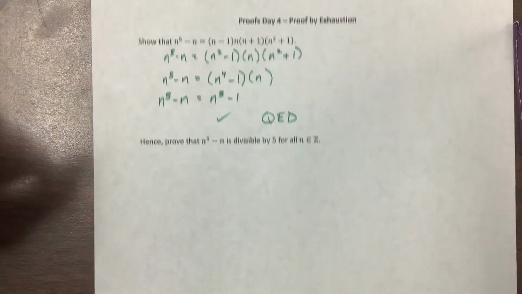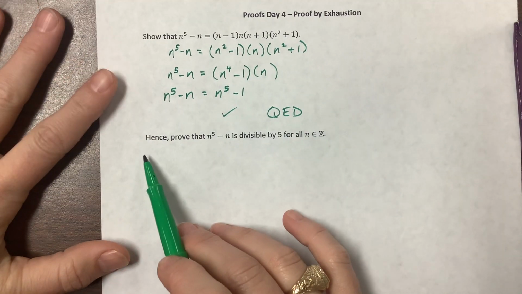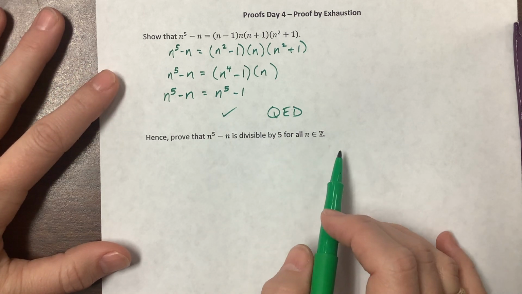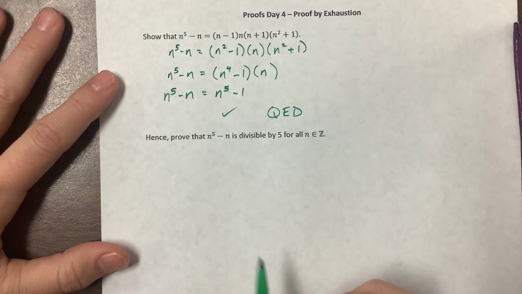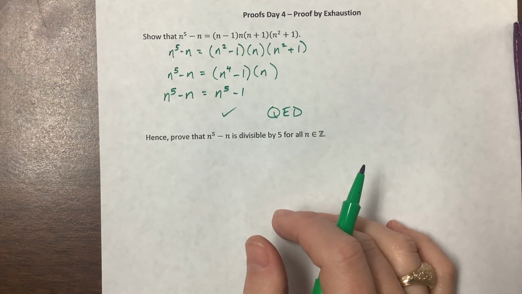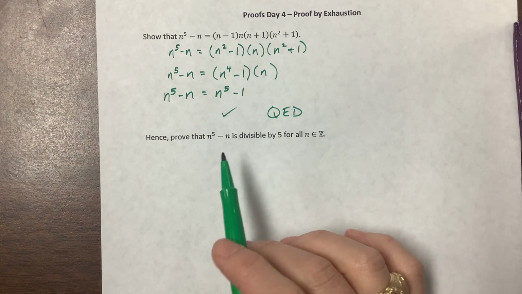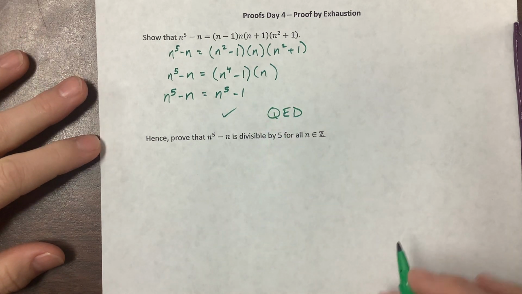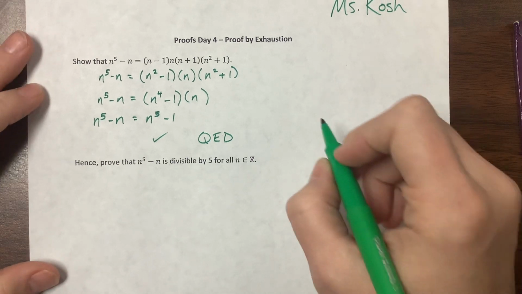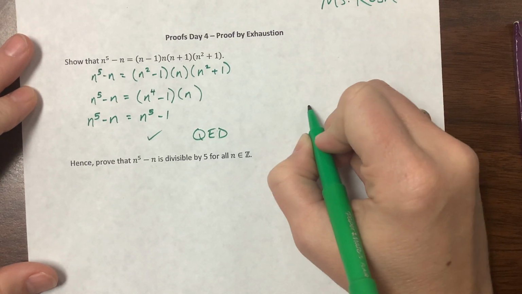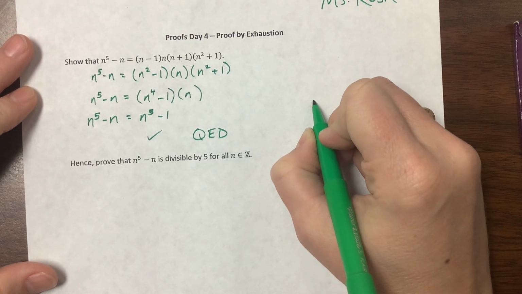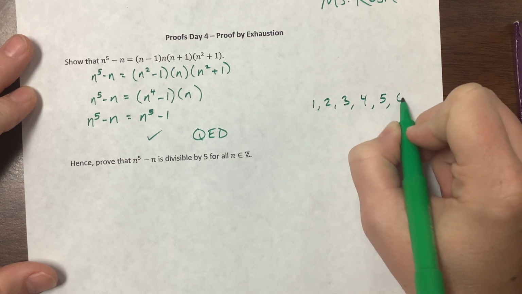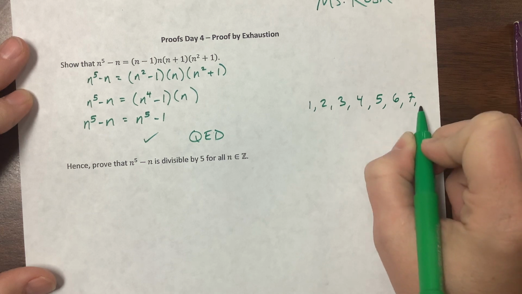Okay, so then the next part, that was fun and interesting, but the next part says, hence prove that n to the fifth minus n is divisible by 5 for all n element of the integers. Okay, so with this one, this is a proof by exhaustion. And so we have to exhaust every possibility. So if I think about it, I have 1, 2, 3, 4, 5, 6, 7. Okay, and I keep going.